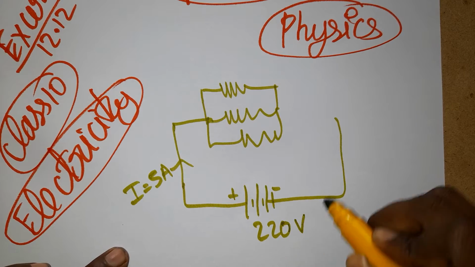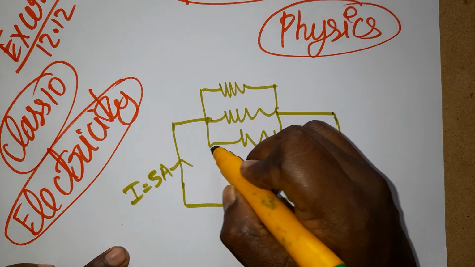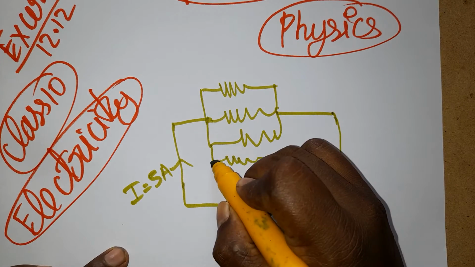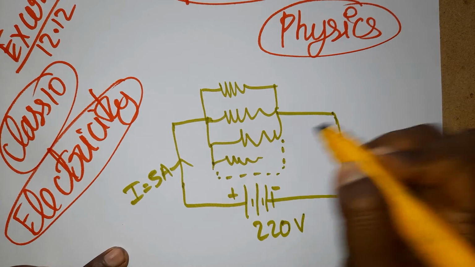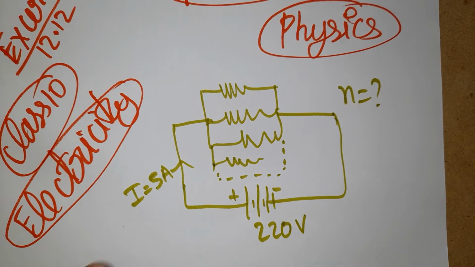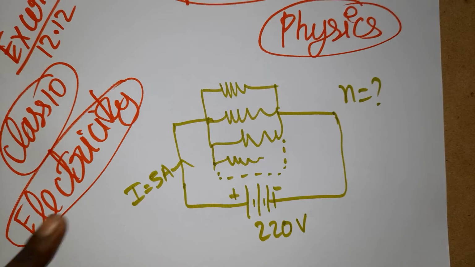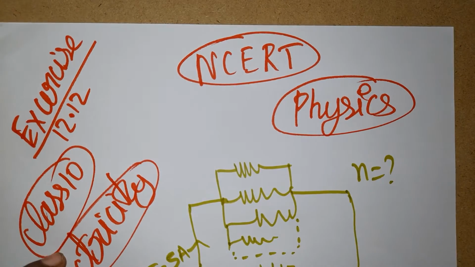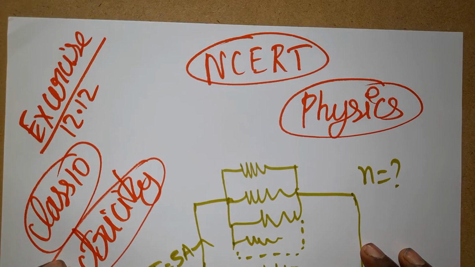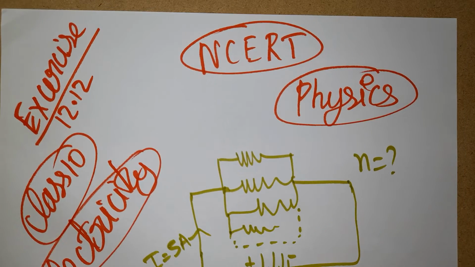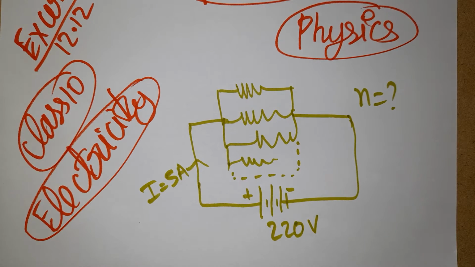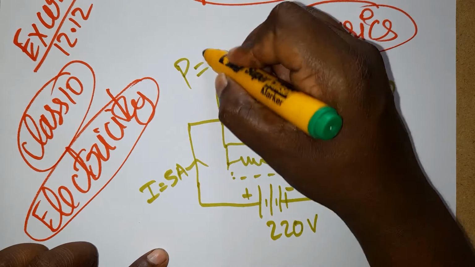So the number of resistances connected in parallel is not known. How many, N, is going to be the question mark. How many resistances in parallel? That only is the question mark. Power is given as 10 watt.